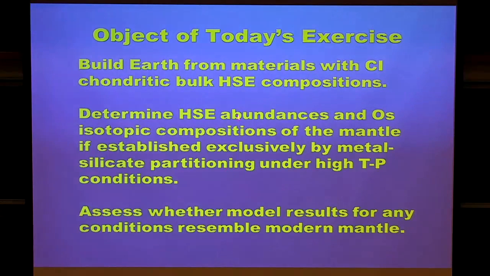Okay, so what we're doing today, we're going to build Earth from materials with C1 chondritic bulk composition. We're going to determine HSE abundances and osmium isotopic compositions of the mantle if they were established exclusively by metal silicate partitioning at high pressures and temperatures. We're also going to do a little bit of varying of another factor, oxygen fugacity, but that just stems from the source of the distribution coefficient data that we'll be using.